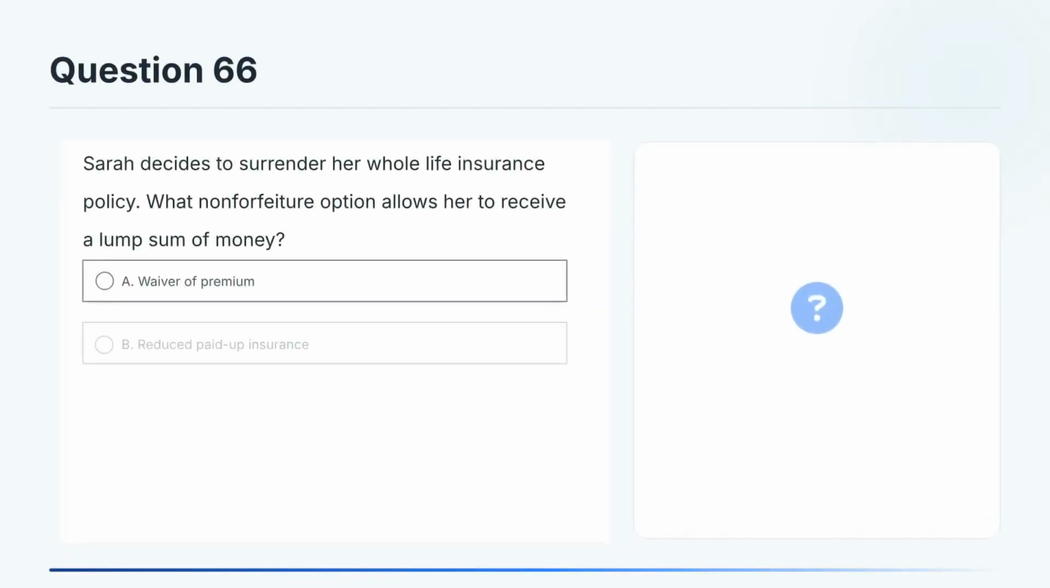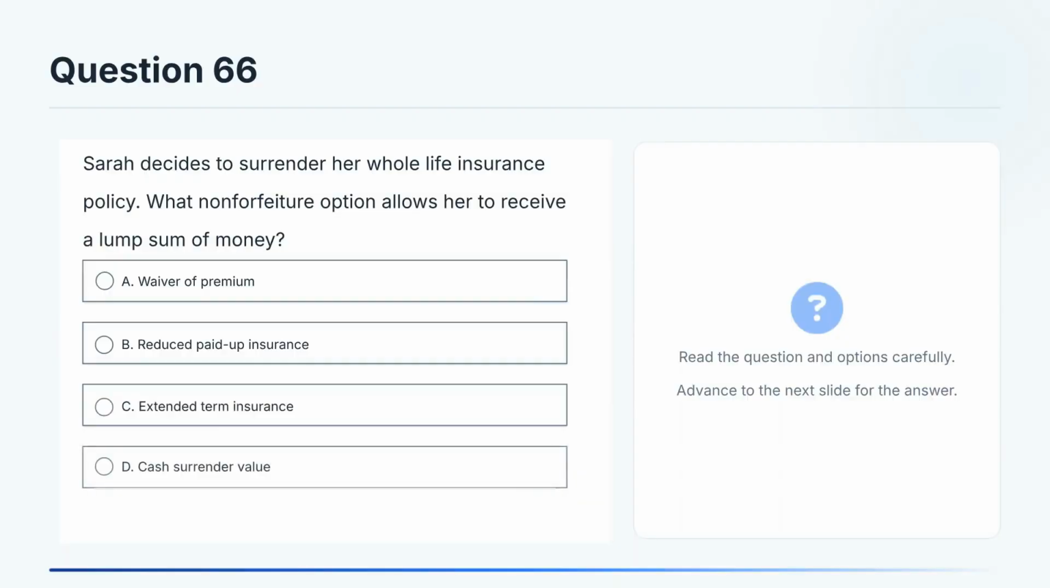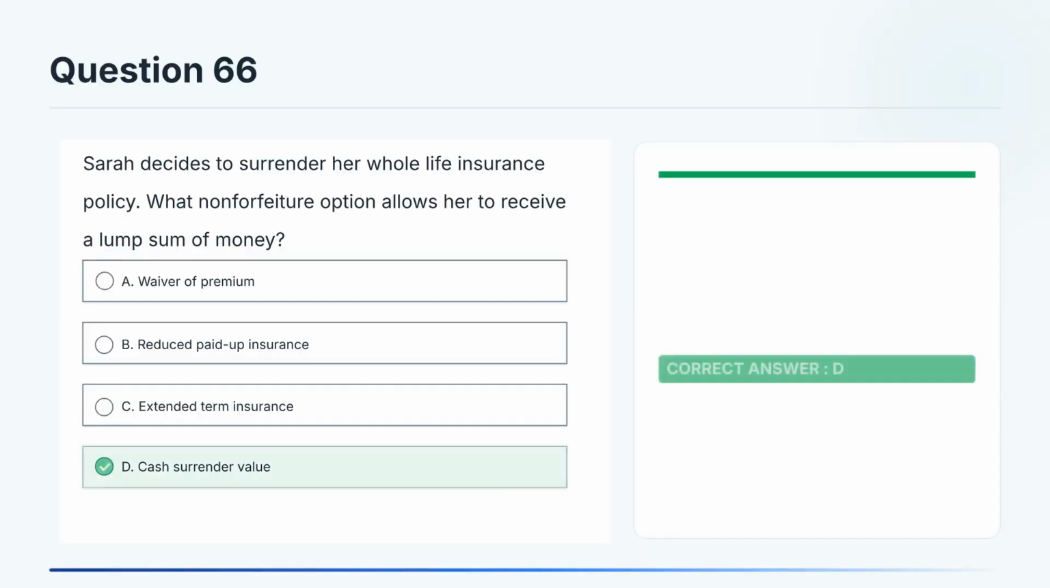Question 66. Sarah decides to surrender her whole life insurance policy. What non-forfeiture option allows her to receive a lump sum of money? A. Waiver of premium. B. Reduced paid-up insurance. C. Extended term insurance. D. Cash surrender value. The answer is D. Cash surrender value.